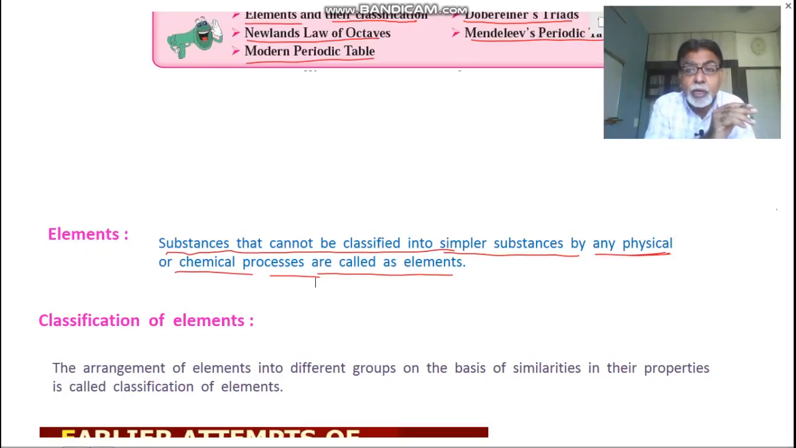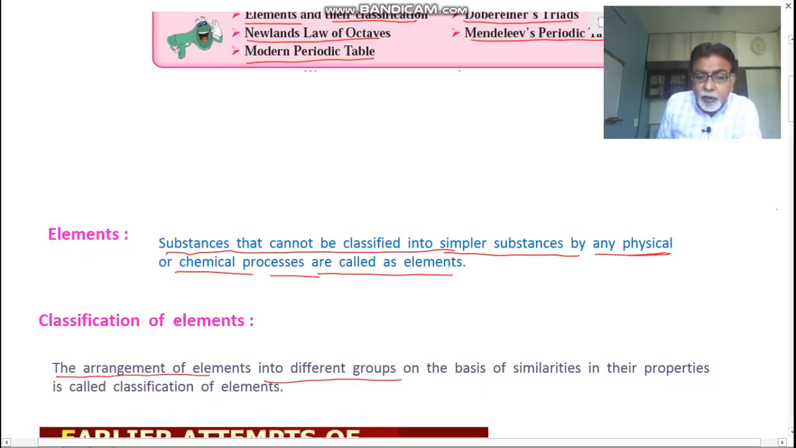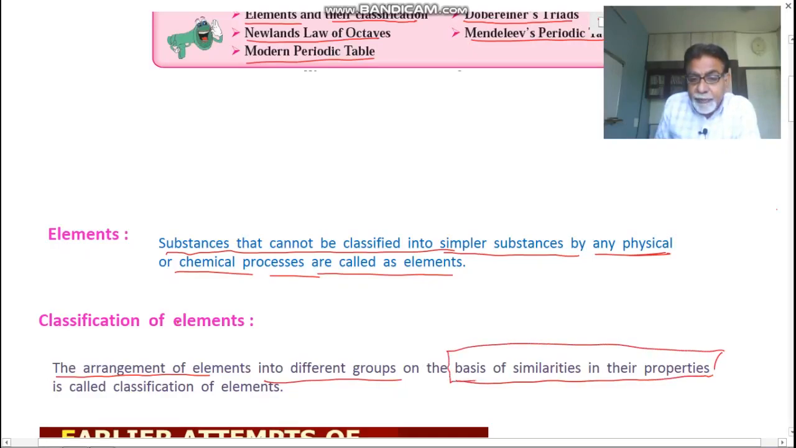A certain criterion, a rule, is there to classify. In the same way, elements are also classified and arranged into different groups on the basis of what? Similarity in their properties. This is the criterion. Similarity in their properties, and this is nothing but called classification of elements.